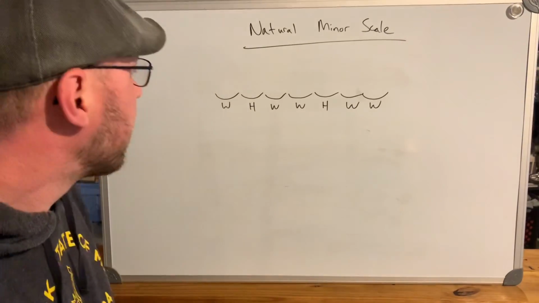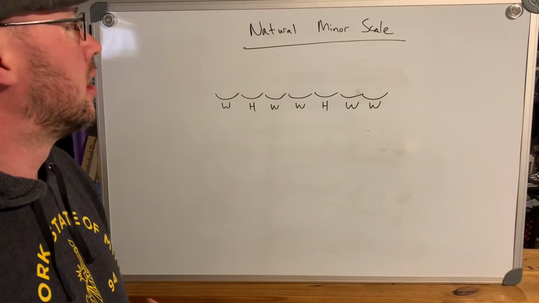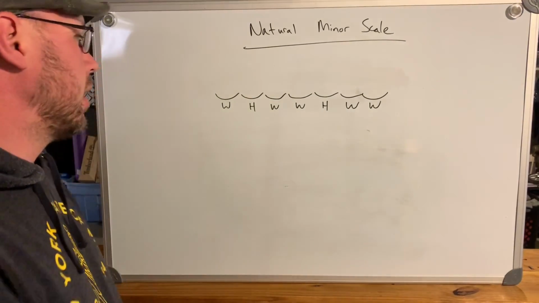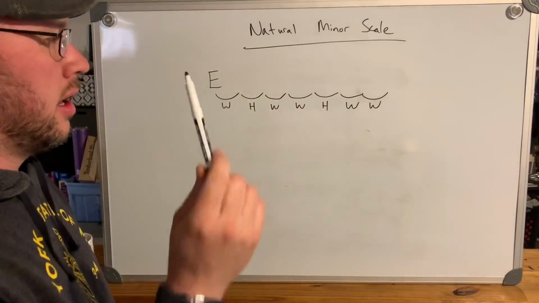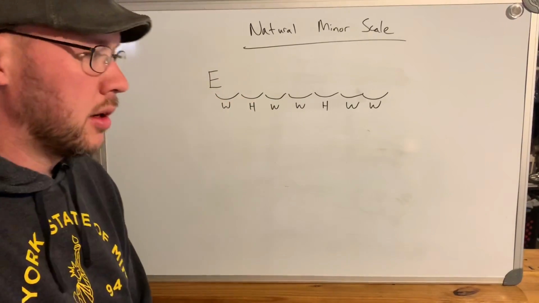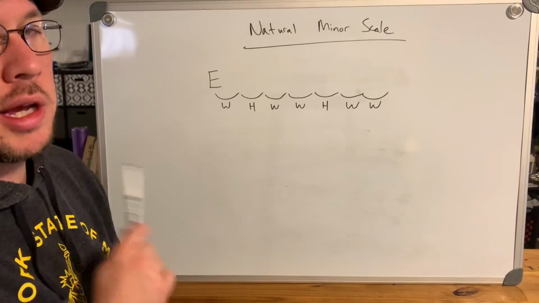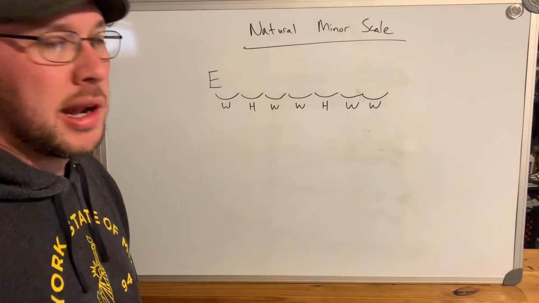So let's get started. Let's go with a pretty easy one. We're going to go with the E minor scale. We're going to use the root of an E. And those of you that know some theory, this is the relative minor scale of the G major. You're going to see they actually have the same notes. We're going to show how it's laid out.